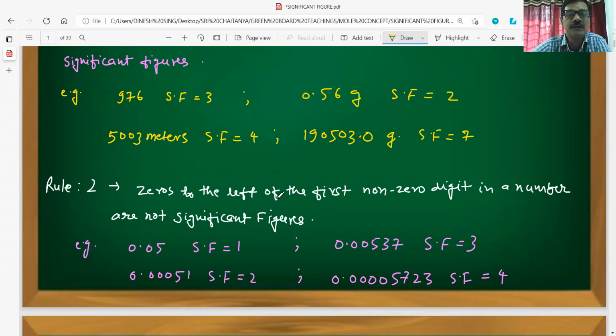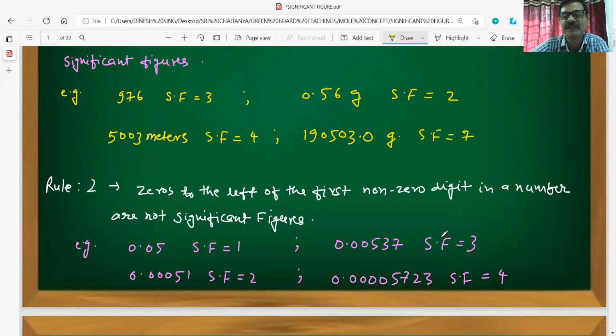After this we can see rule 2: zeros to the left of the first non-zero digit in a number are not significant figures. So if we consider this is the 5 and this is a non-zero digit, then on the left hand side whatever number of zeros are there, they won't be considered as significant figures. Here the significant figure is therefore only 1.